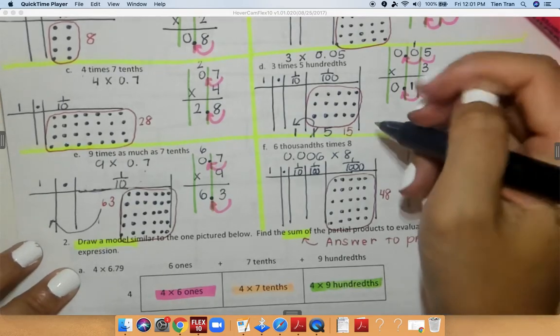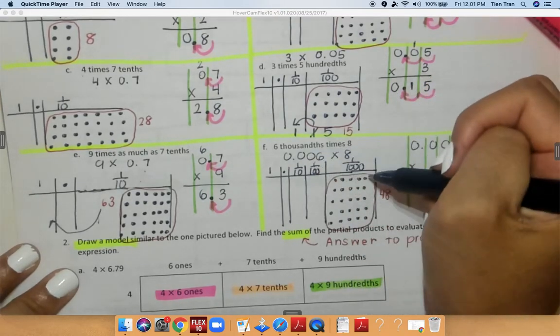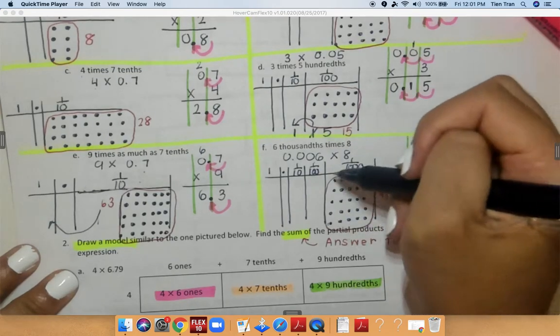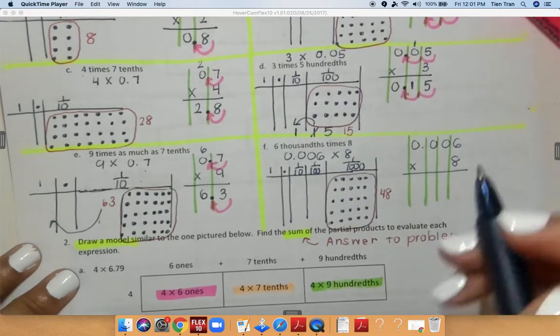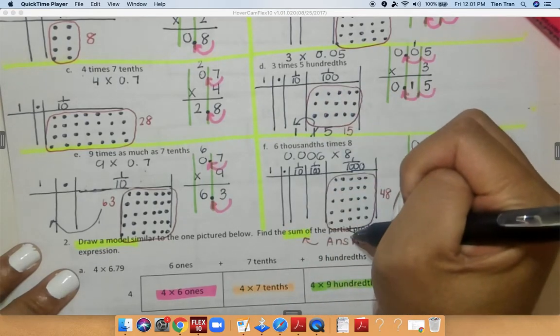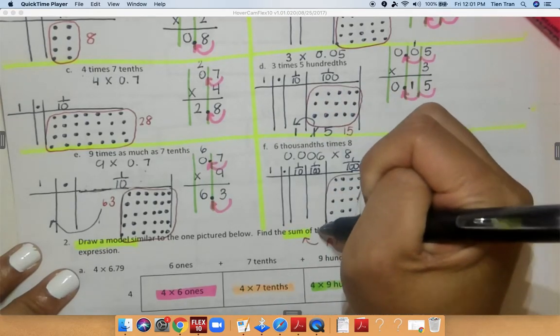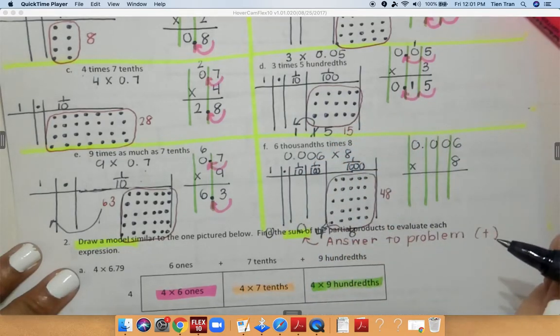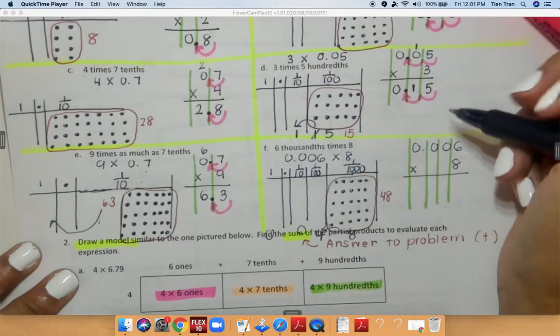Okay, so over here, again, I have 6 thousandths. So that means they're multiplying 6 times 8, which is 48. There's 48 thousandths in here. Remember, only one number can be in each place value. So your 4 is going to move up. You're going to get 0.048. So I'm going to see if that's true over here.